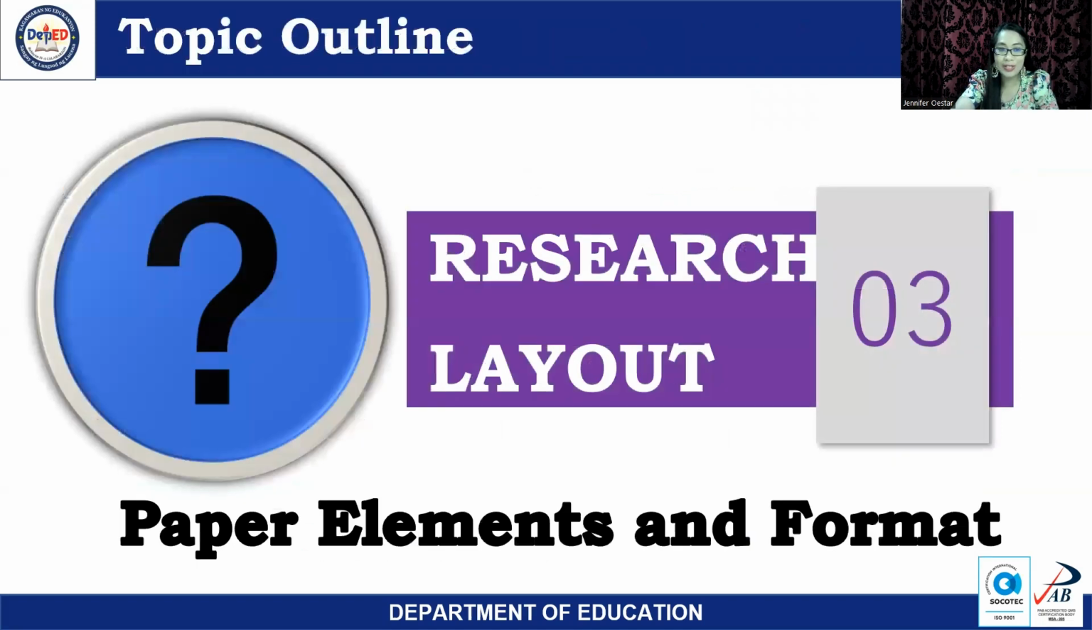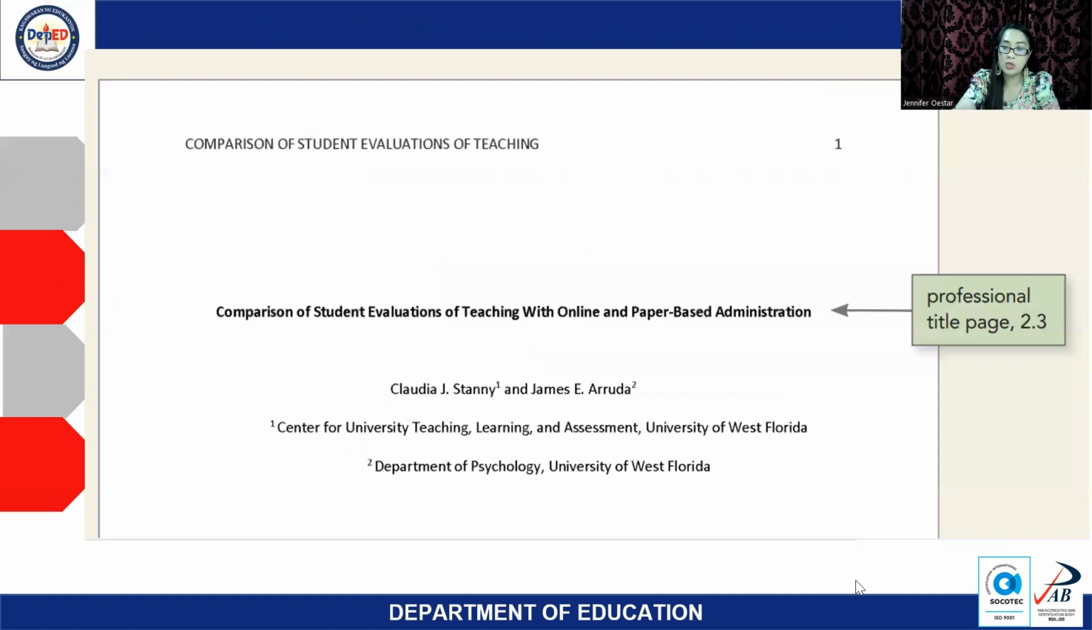Okay, so we're heading to the topic outline number 3, the research layout. I will only show you here the paper elements and format examples lifted from the American Psychological Association reference. Here's a sample for a professional title page, item 2.3. It looks like this one. This is the author byline. You don't have to include the honorary degree or the honorary title. Just write the name as it is.